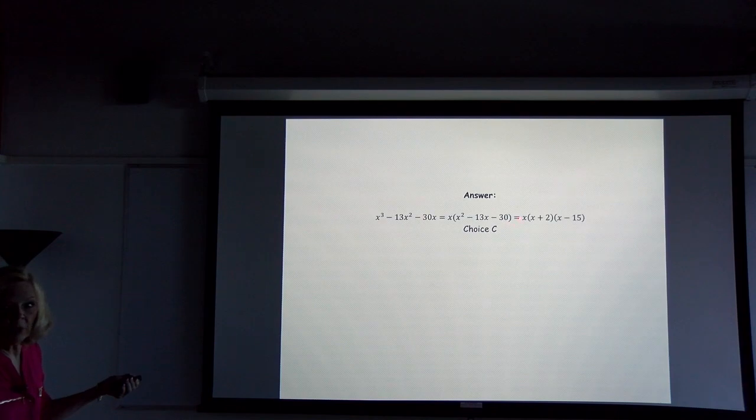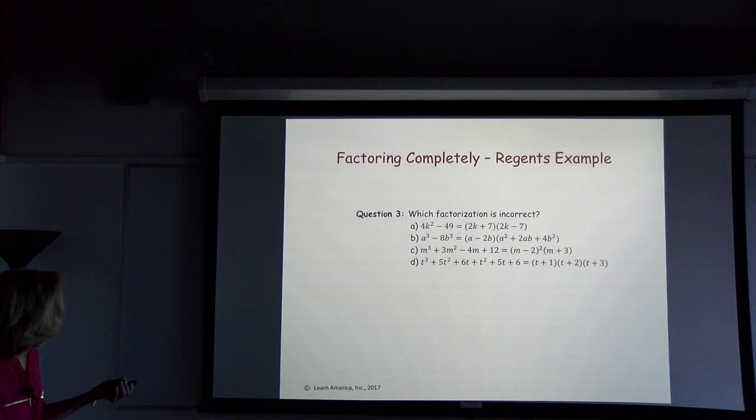I need 2 numbers that multiply to -30 and add up to -13. The larger product has to be negative. So I'll take a -2, which gives me a -15x, a 2x, so that nets out to a -13. So that's choice C. Okay?